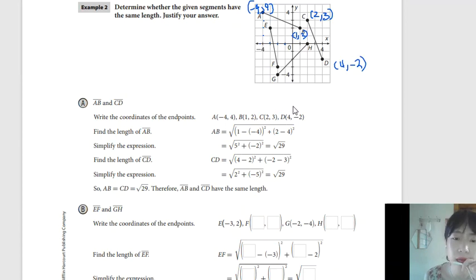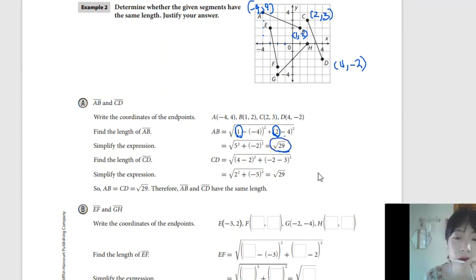Okay, so we're going to find the length of AB. You can pick whatever points as your first point or the second point. It doesn't matter. You're going to get the same answer. But just make sure that these 2 numbers align together. If you chose A to be the first point, you need to be consistent, okay? So it looks like we chose B as our first point. So 1 minus negative 4 is going to be 5 squared. And 2 minus 4 is going to be negative 2 squared, which is 4. So after you simplify it, you have square root 29.